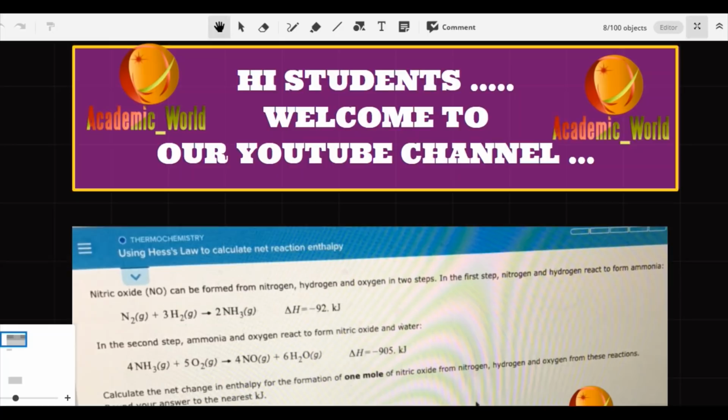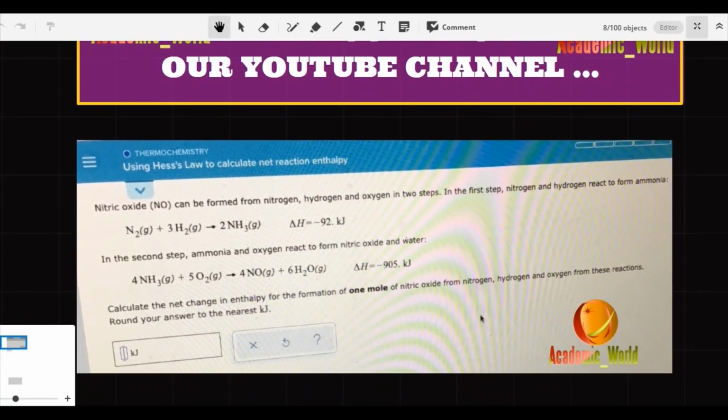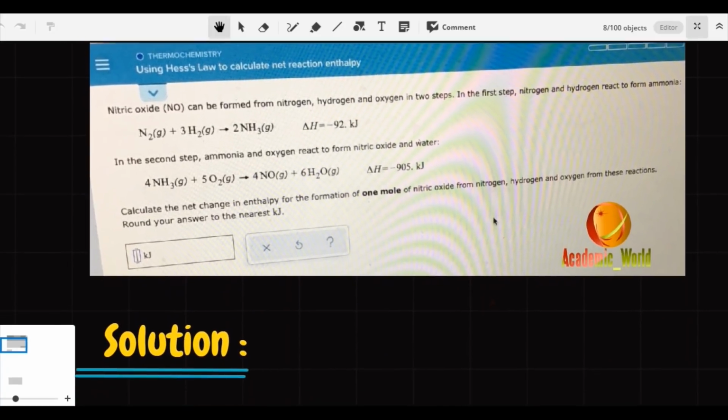Today we are going to solve some problems regarding net reaction enthalpies. So our topic is using Hess's law to calculate net reaction enthalpy. Okay, the question is: nitric oxide can be formed from nitrogen, hydrogen and oxygen in two steps. In the first step, nitrogen and hydrogen react to form ammonia. You can see here the equation is given and the del H is equal to negative 92.0 kilojoules.